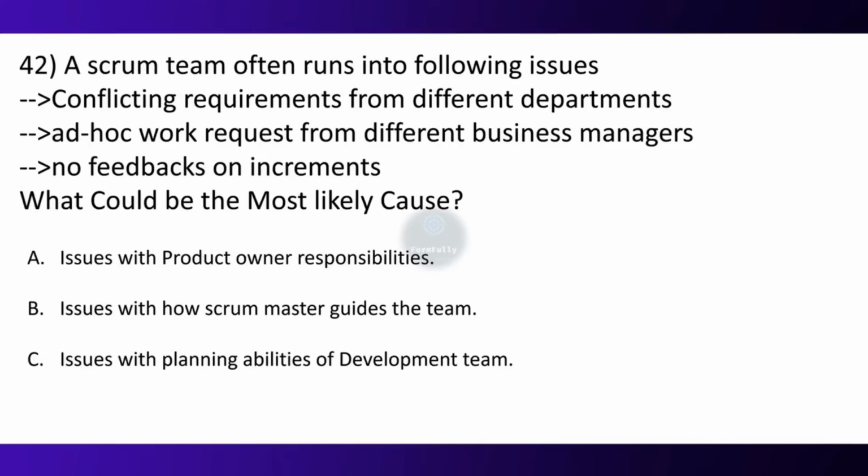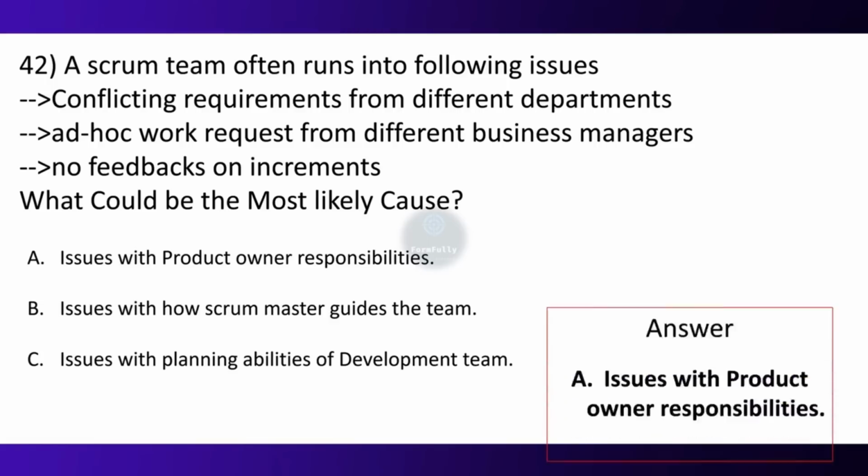Question 42. A Scrum team often runs into following issues: conflicting requirements from different departments, ad hoc work requests from different business managers, no feedbacks on increments. What could be the most likely cause? Option A, issues with product owner responsibilities. B, issues with how Scrum Master guides the team. C, issues with planning ability of the development team. And the correct option is A.